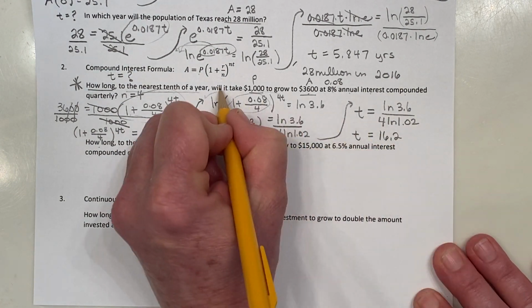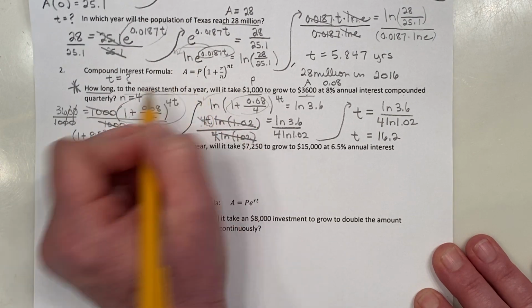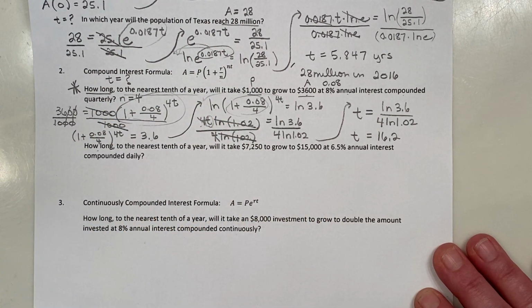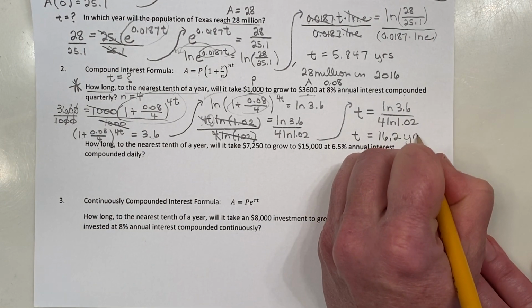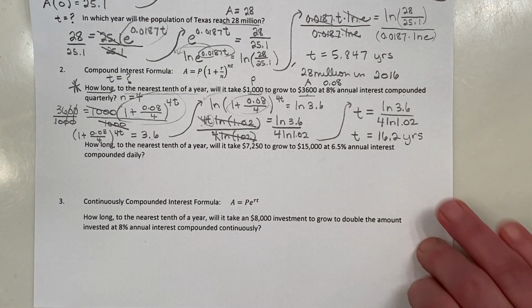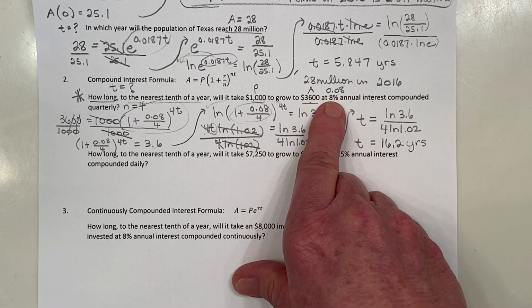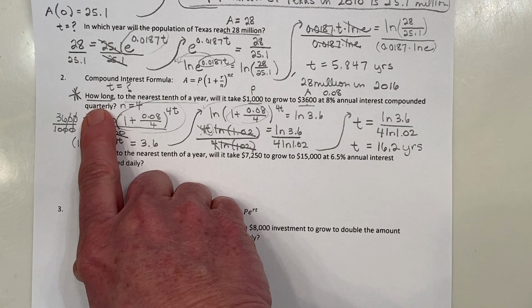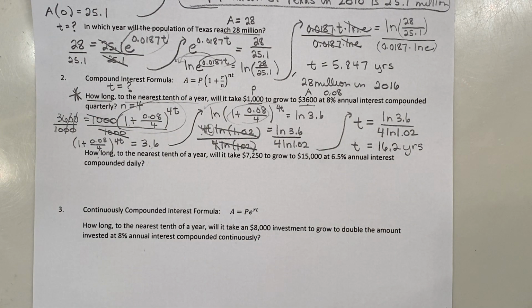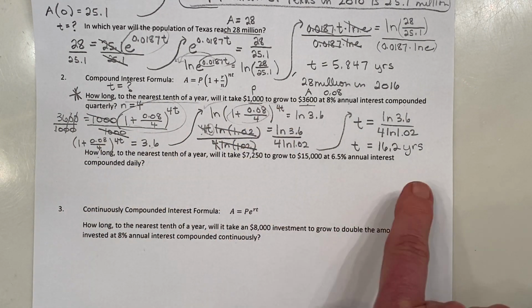If I rounded to the tenths like I was asked to, I think, well, it didn't ask me, but we're going to go ahead and round to the tenths. So it'll take a little over 16 years for our money to grow from 1,000 to 3,600 with that interest rate compounded quarterly. I'll leave this one for you. It's the same, just change the numbers.